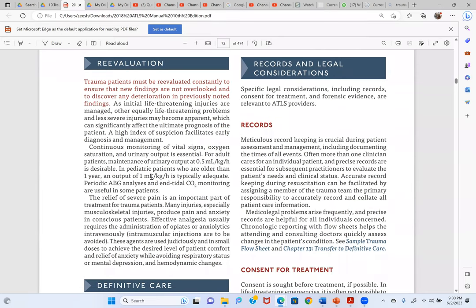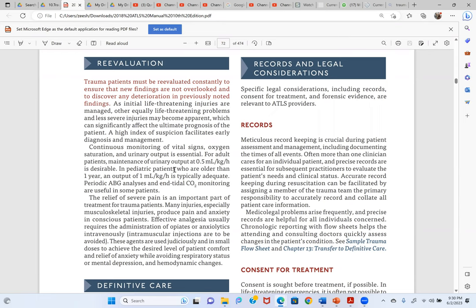The same things they are telling. The trauma patient must be reevaluated constantly. Once initial life-threatening injuries are managed, other equally life-threatening problems or less severe injuries may become apparent, which can significantly affect the ultimate prognosis of the patient. A high index of suspicion facilitates early diagnosis and management.